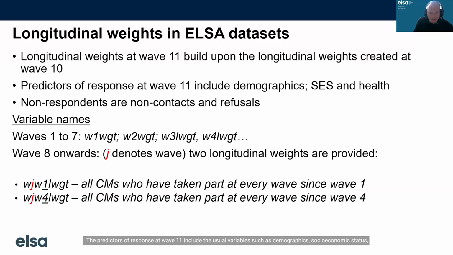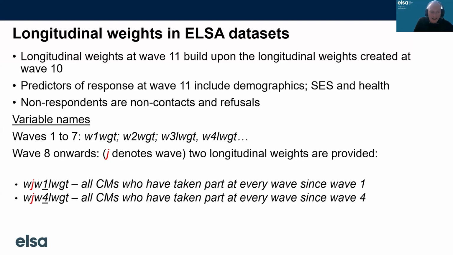The predictors of response at Wave 11 include the usual variables such as demographics, socioeconomic status, and health, and these are variables that we've collected at Wave 10. So we're using information collected at Wave 10 to model response at Wave 11. And non-respondents at a particular wave are mainly non-contacts and refusals.